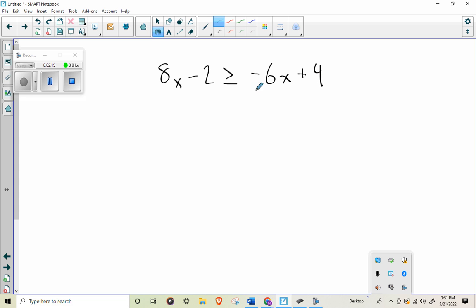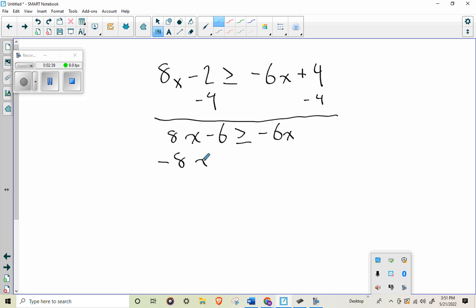My brain is fried. So what if I went ahead and I said, all right, let me subtract 4 from both sides, not that you'd ever want to do this, right? Subtract 4 from both sides. I'm going to get 8x minus 6 is greater than or equal to negative 6x. I'm going to subtract 8x from both sides, right? And I would bring down a negative 6 and say that's greater than or equal to negative 14x, okay?